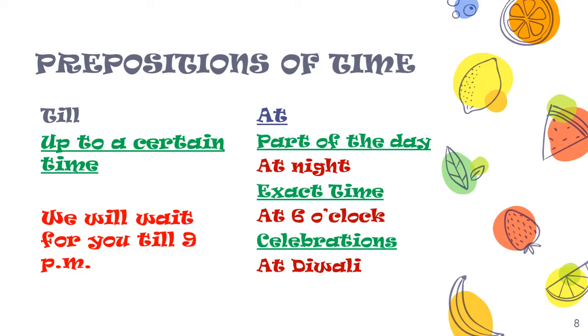At is used to tell part of the day. Like if you say that I'll be available at night, you have to use at there if you want to tell about part of the day. If you want to tell exact time, then also you will use at, like at 6 o'clock. Then if you are telling about celebrations, meaning days or festivals, then you use at. At Diwali, at Holi, when you are telling about the celebration day, festival.